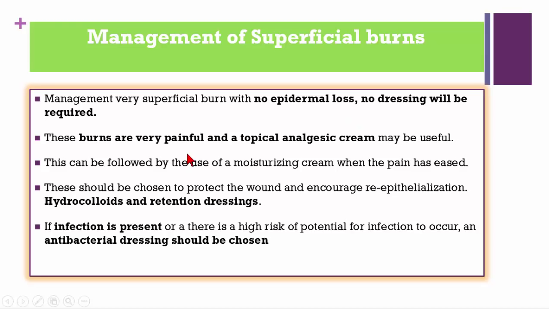These burns are very painful and a topical analgesic cream may be useful. So topical silver creams we can use for that. This can be followed by the use of moisturizing cream when pain has ceased. This should be chosen to protect the wound and encourage re-epithelialization, like hydrocolloids and retentive dressings we can use for superficial burns. If infection is present, there is a high risk of potential infection, so antibacterial dressings are needed for that.